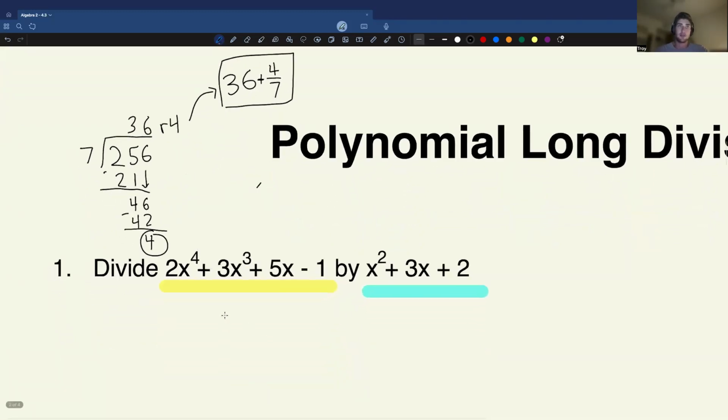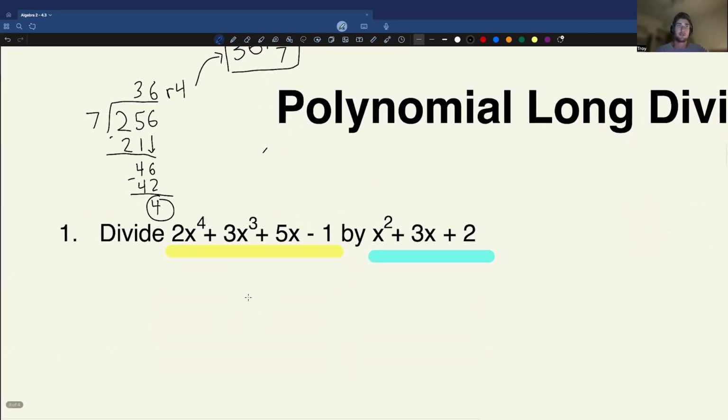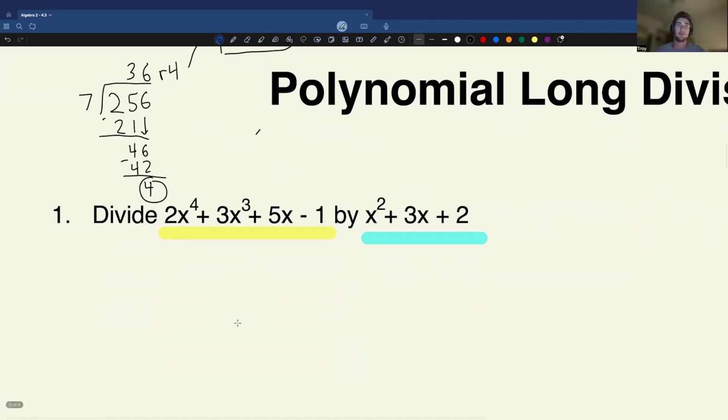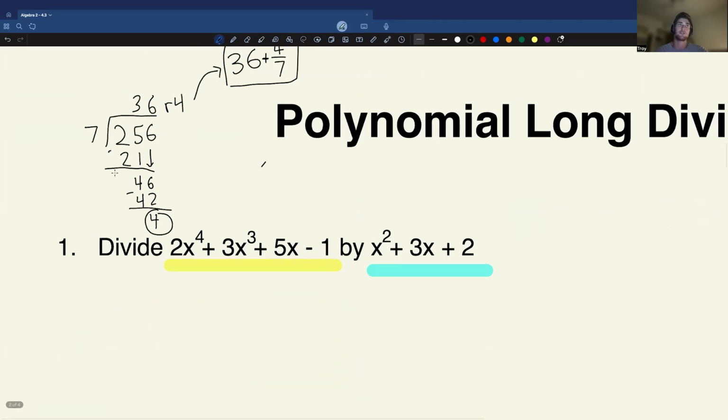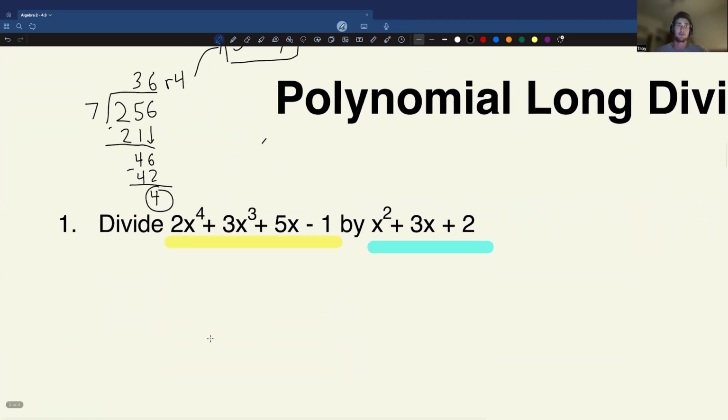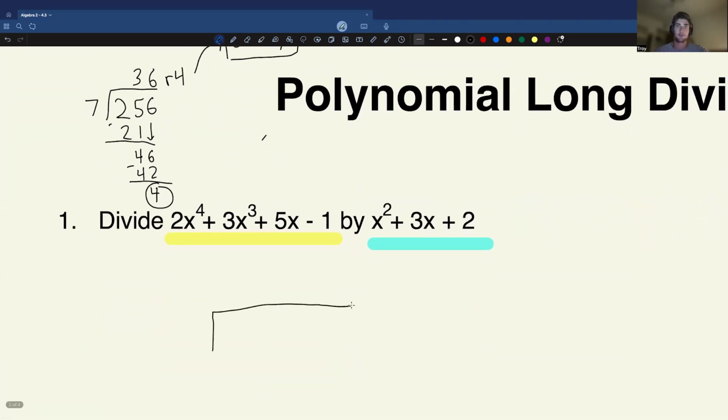So we set it up the same way and use the same process here. We're dividing this yellow one by the blue one, so the blue is going to be outside of our long division. Okay, 2x to the fourth plus 3x to the third. Now notice that there is no term that has a power of 2. It skips straight from 3 to just a power of 1.